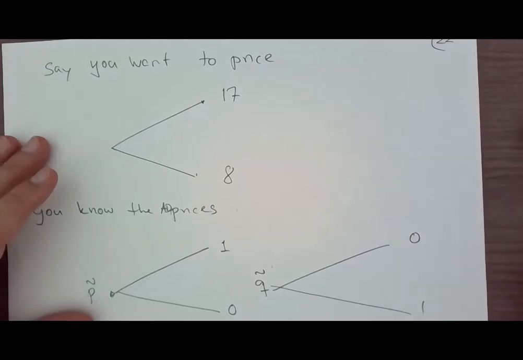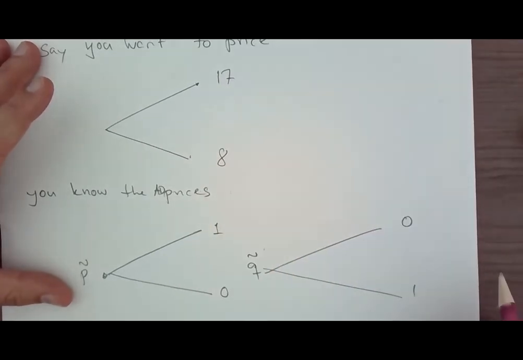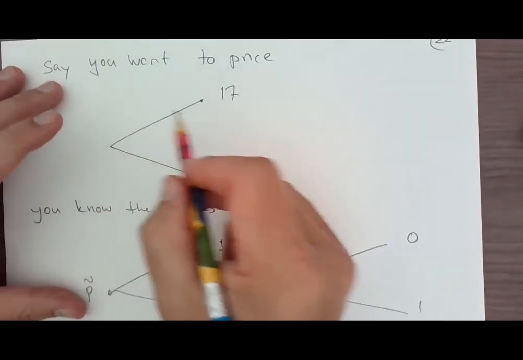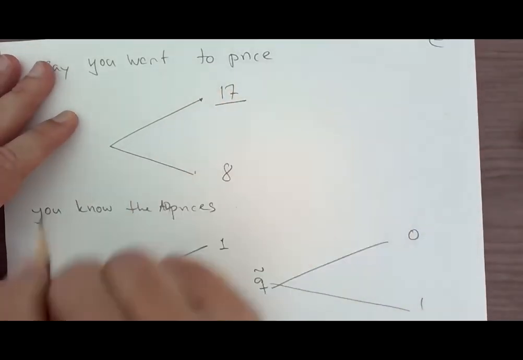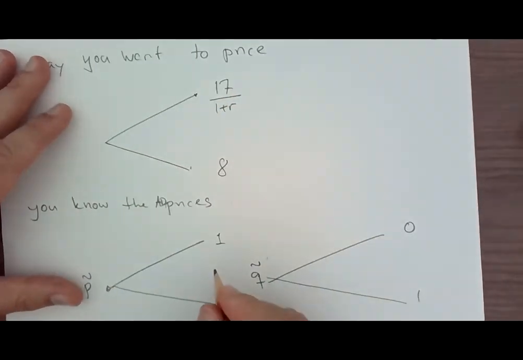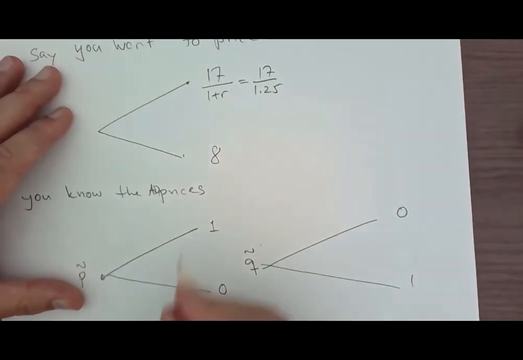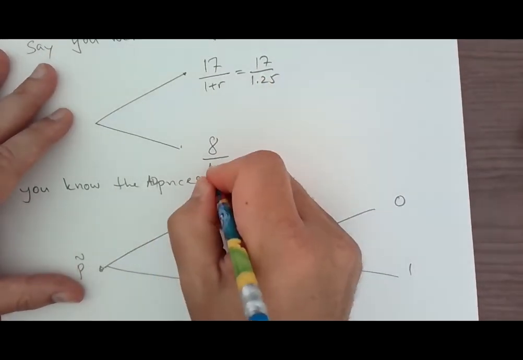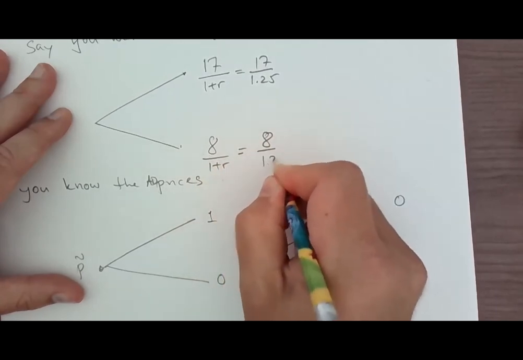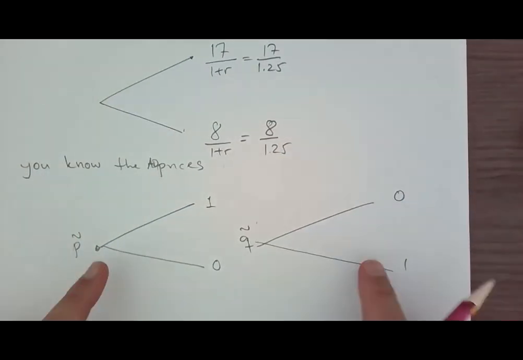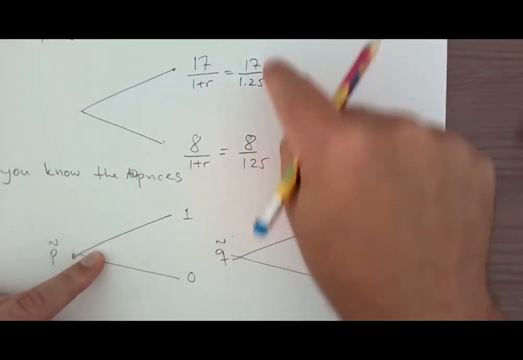Okay, so the first order of business is this here happens in the discounted market. So the first thing you need to do is to move the payoff into the discounted market. And the way you do that is by dividing by 1 plus R, which in our example was 1.25. So 17 divided by 1.25, and 8 divided by 1.25. Okay, so you can trade in these two now. How many of these two should you be buying or selling to create this payoff here?